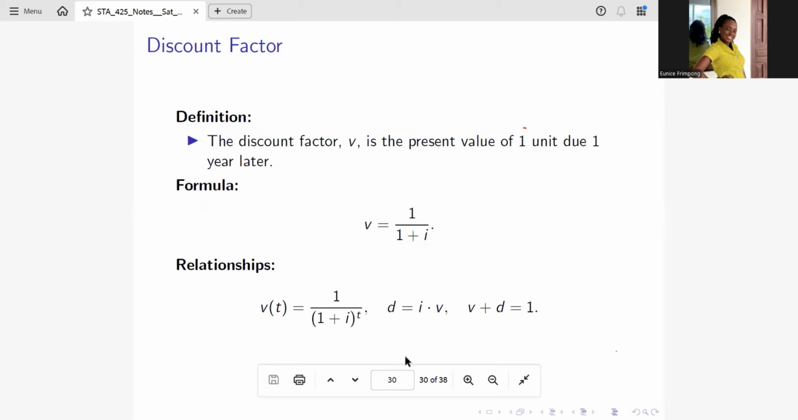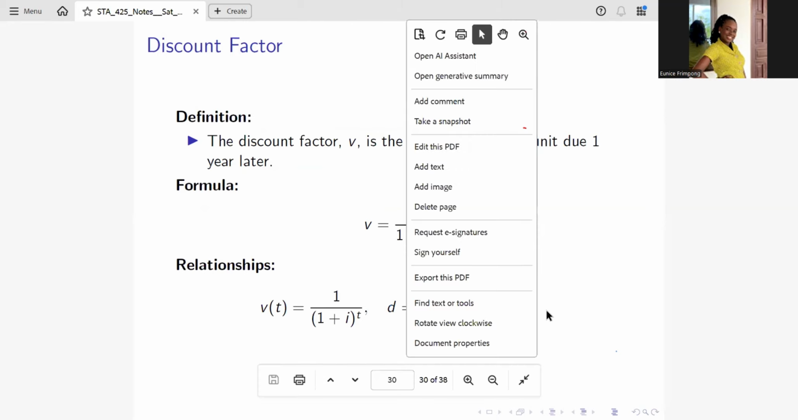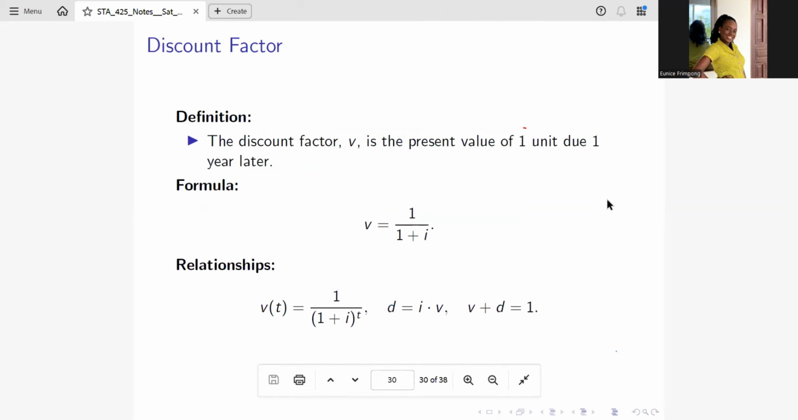Now let's look at this concept of discount factor, which is going to be widely used in our study. We are using the letter V to represent the discount factor. The discount factor V is the present value of 1 unit due 1 year later, okay? So I repeat, it is the present value of 1 unit, and that 1 unit is due a year later.